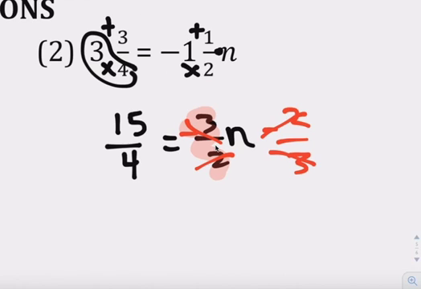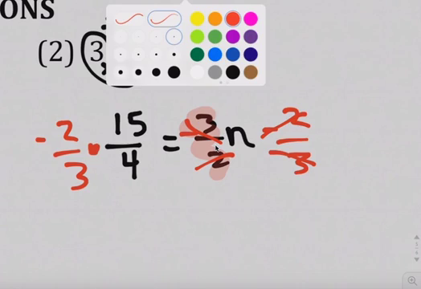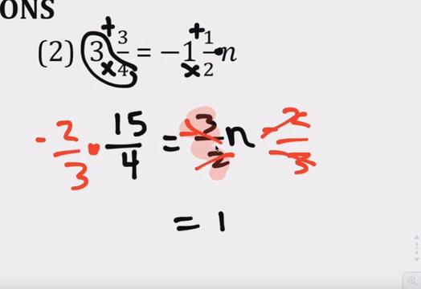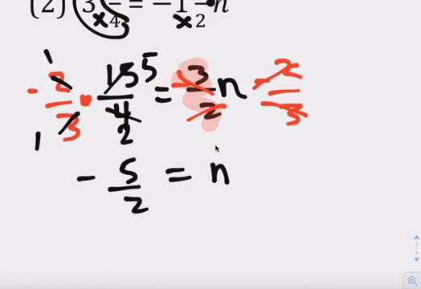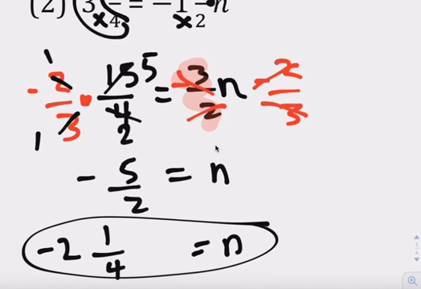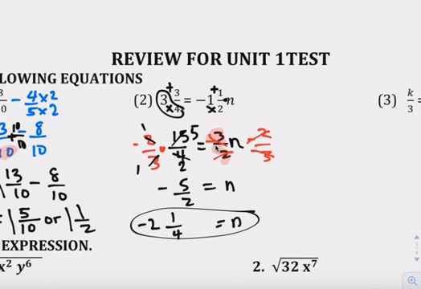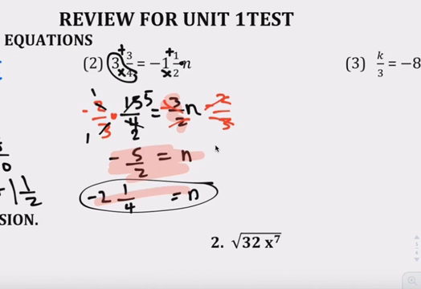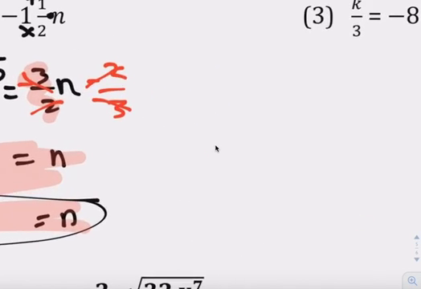Okay, you need to multiply this side also by negative 2 over 3. You have n left. Cross cancel. It's 1, 2. Cross cancel. 1, 5. That's negative 5 over 2. N equals negative 2 and 1 over 4. Okay? Or you can always leave it improper. That's fine too. But you know how to make it into a mixed number. Most of you do.